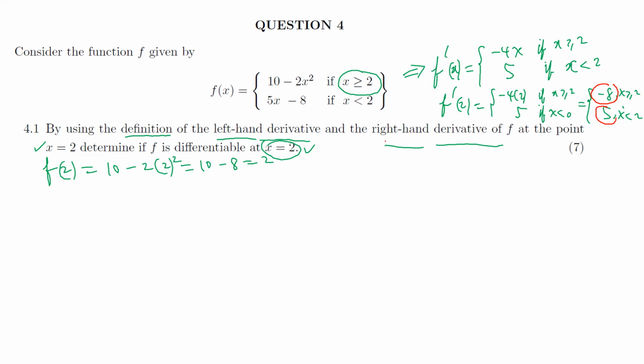By using the definition of the left hand and right hand derivative of f at the point x equal to 2, determine if f is differentiable. It's already not differentiable, but we're going to do it from first principles. So we start with the right hand derivative of the function at 2. This is the limit as x approaches 2 from the right, so you have this.